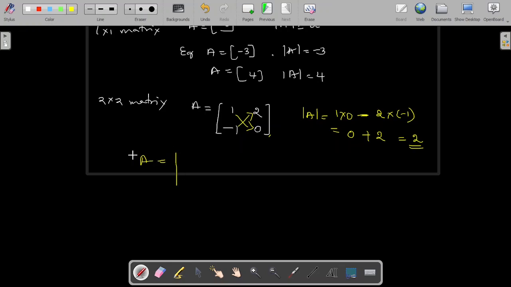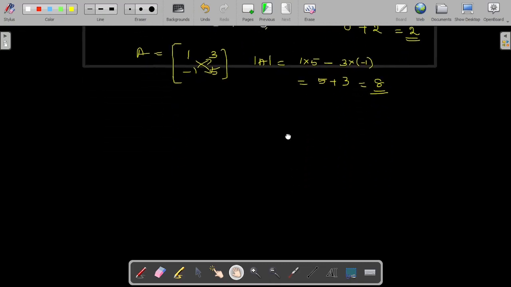Similarly, if you have A equal to the matrix 1 3 minus 1 5, then the determinant of A equals cross multiply, so 1 into 5, minus is always there, then 3 into minus 1, that is 5 minus of minus 3, plus 3, which is equal to 8.